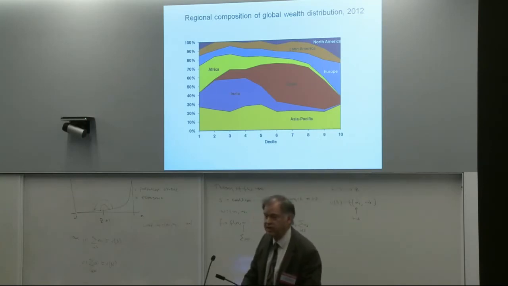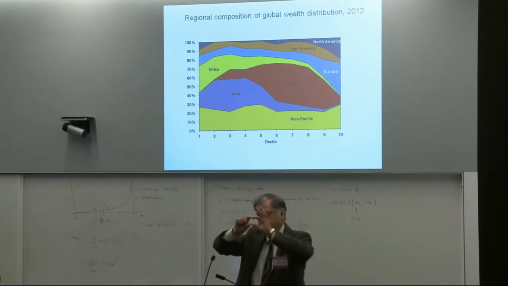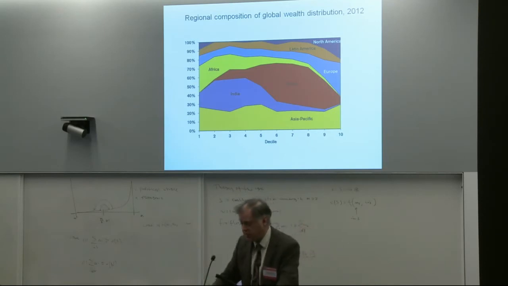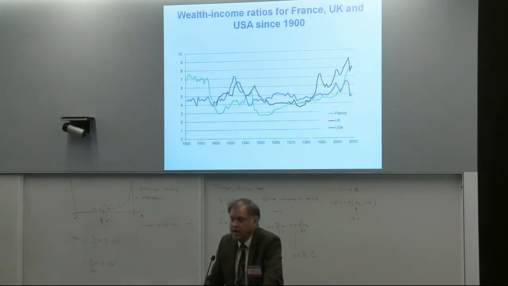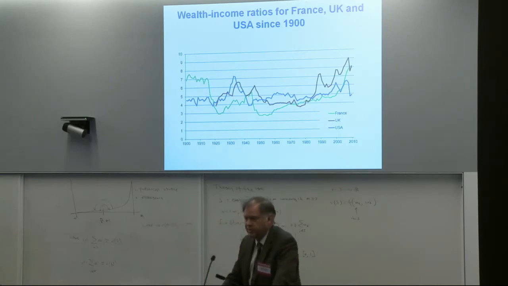Latin America has got a more sort of even shape. And actually, in the year 2000, it looked even more even than that. Latin America is kind of a microcosm of the world distribution of wealth. It's also true for the world distribution of income. This is interesting. It shows wealth income ratios for France, UK, and the US since 1900. The US has wobbled around a ratio of 5. This is the wealth to disposable income ratio.